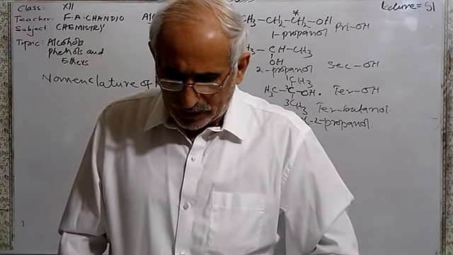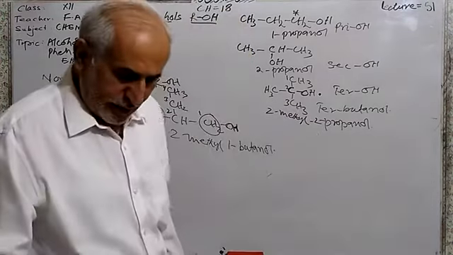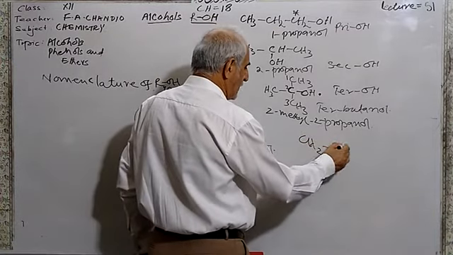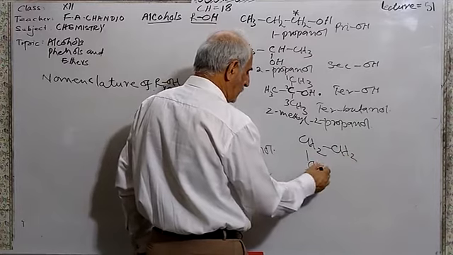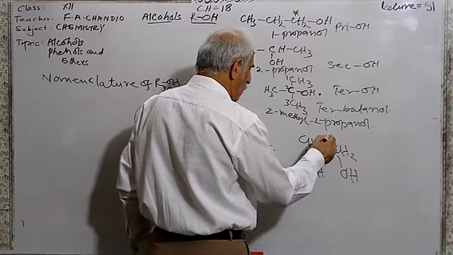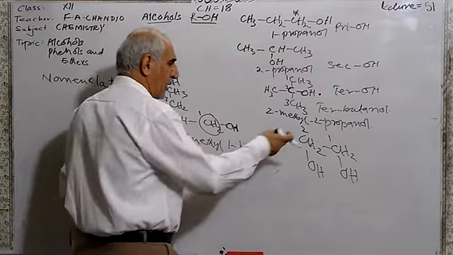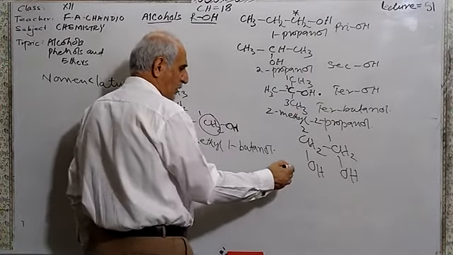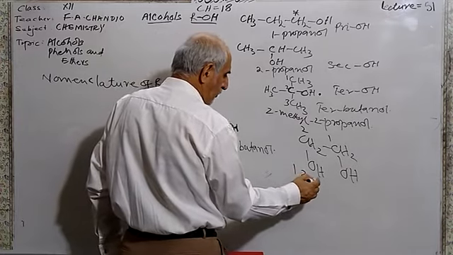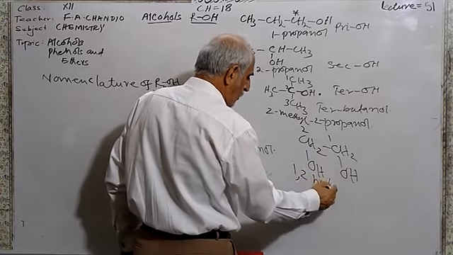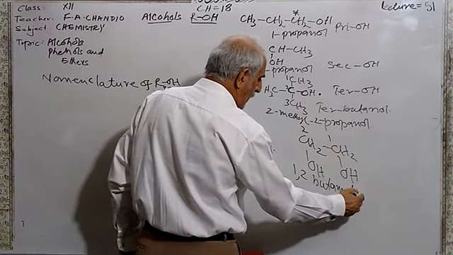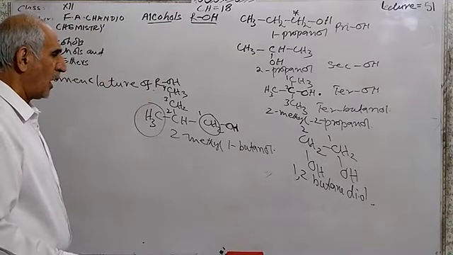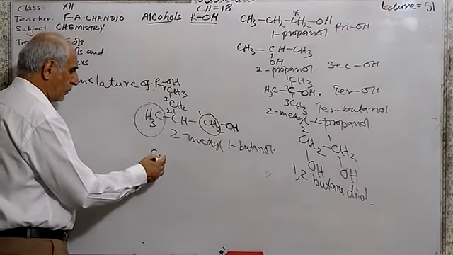The presence of more than one hydroxyl group makes them polyhydric alcohols. This is ethylene glycol, 1 and 2. On carbon number 1 there is an alcohol, and on carbon number 2 there is an alcohol. It's called 1,2-butane-diol, or ethylene glycol.